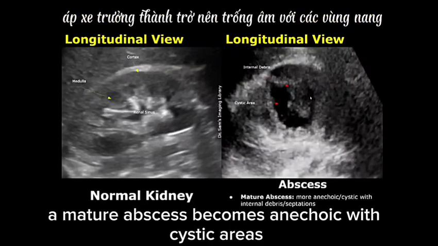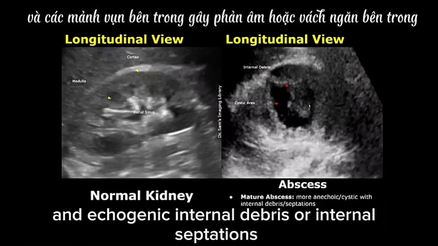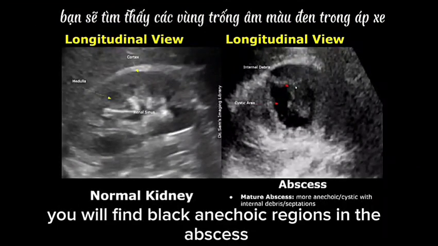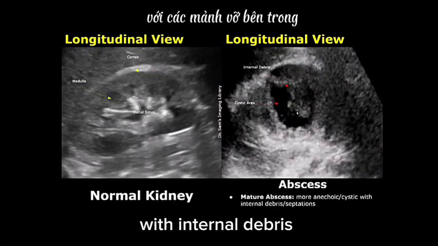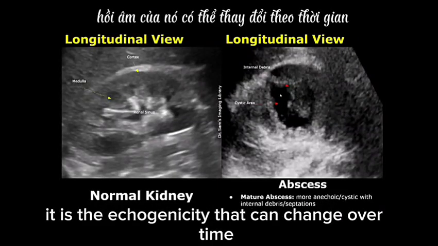Over time, a mature abscess becomes anechoic with cystic areas and echogenic internal debris or internal septations. You will find black anechoic regions in the abscess with internal debris. The debris can be present in the early stage as well. It is the echogenicity that can change over time.